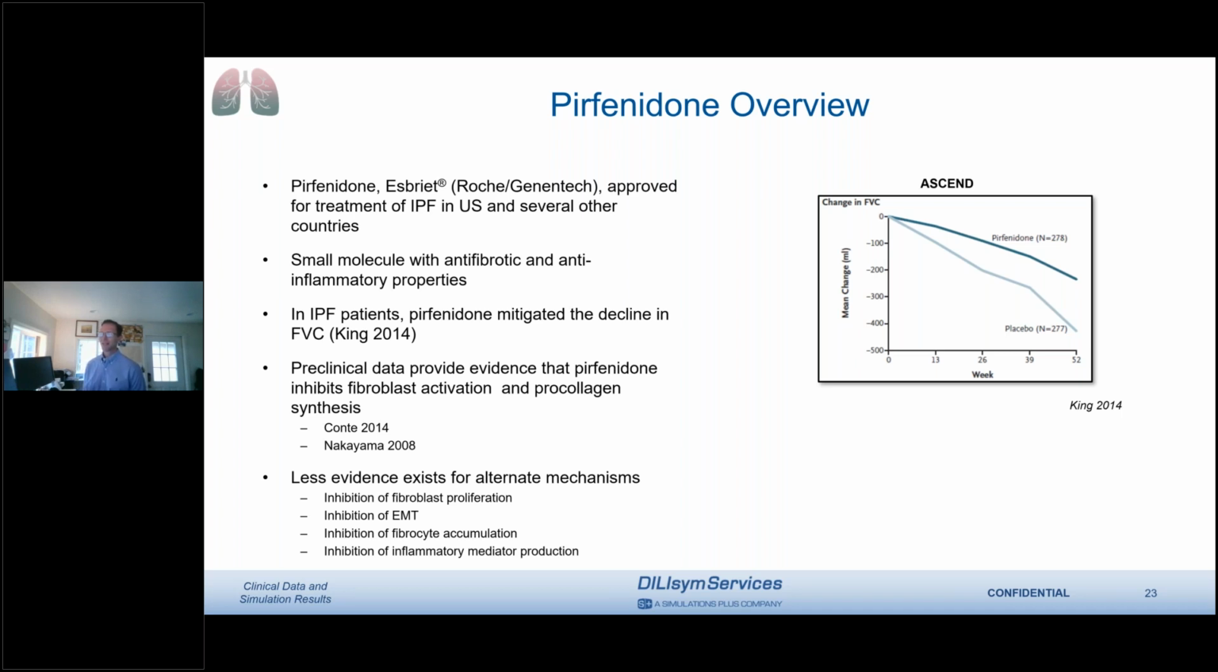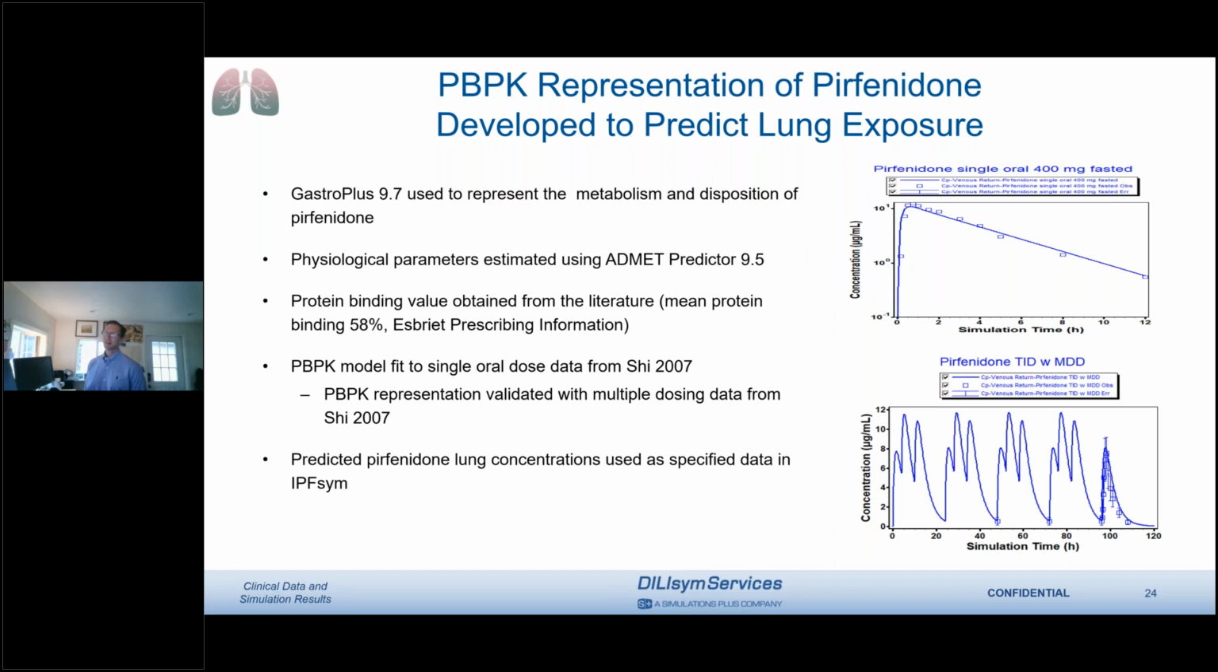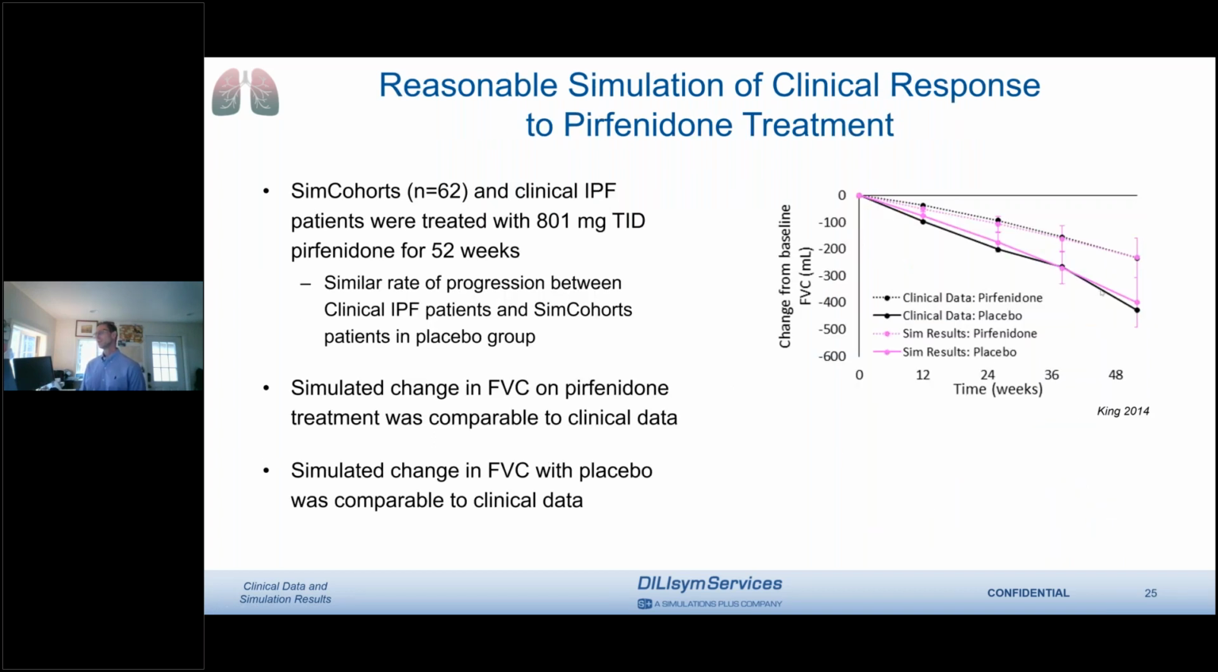The third component that we need is the exposure. We use GastroPlus to develop a PBPK model of pirfenidone, really nicely validated across the board with the available clinical data. And this is all publicly available clinical data, I should point out. And then finally, taking the PBPK model, and understanding that the target cell is the fibroblast within the lungs, we use those intracellular or lung concentrations as inputs into IPF Sim to then support the ability to simulate the clinical response to pirfenidone.